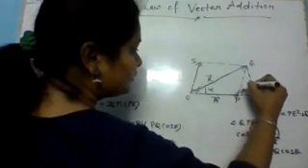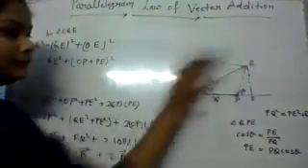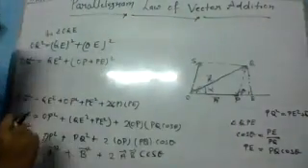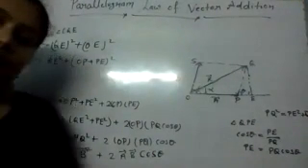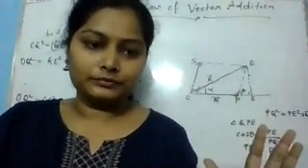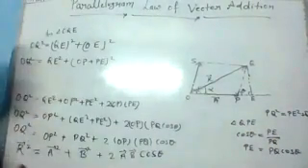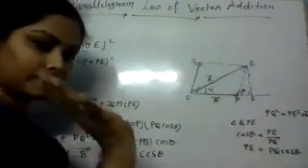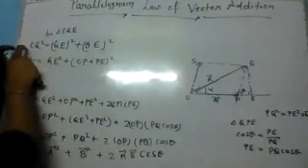See this, OQP. I told you that I just draw a perpendicular, so this is your 90 degree. So in a right triangle, we can apply Pythagoras theorem. What is the Pythagoras theorem? Hypotenuse square equals base square plus height square, perpendicular square. So you see here.